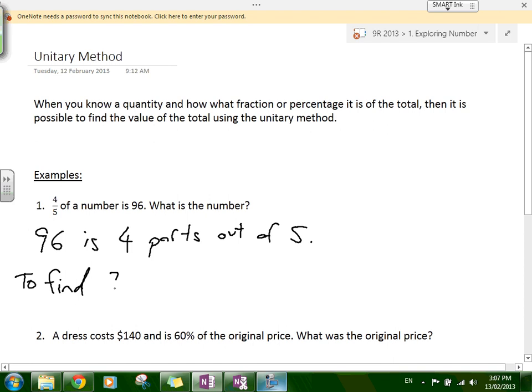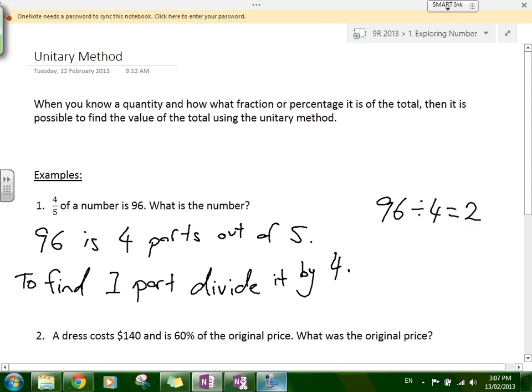To find 1 part, we divide by 4. We're trying to find a number, which is the whole. So 96 divided by 4 is 24. So 1 part is 24. How do I find what 5 parts is? To find 5 parts, we do 24 times 5, and it equals 120.